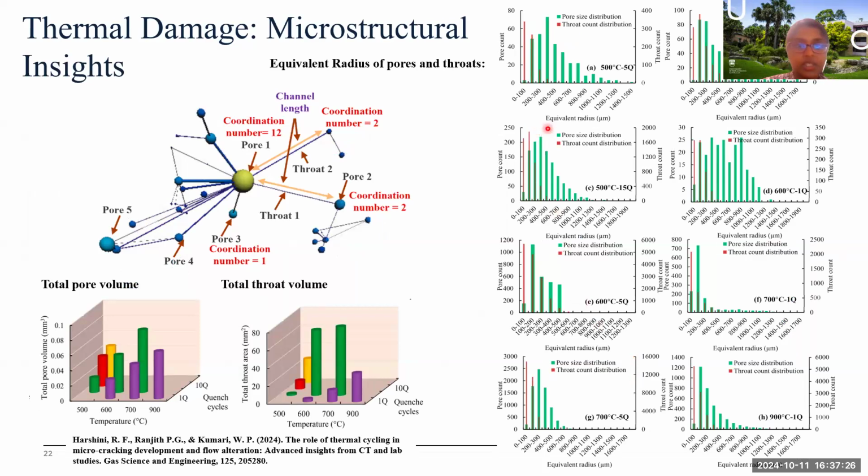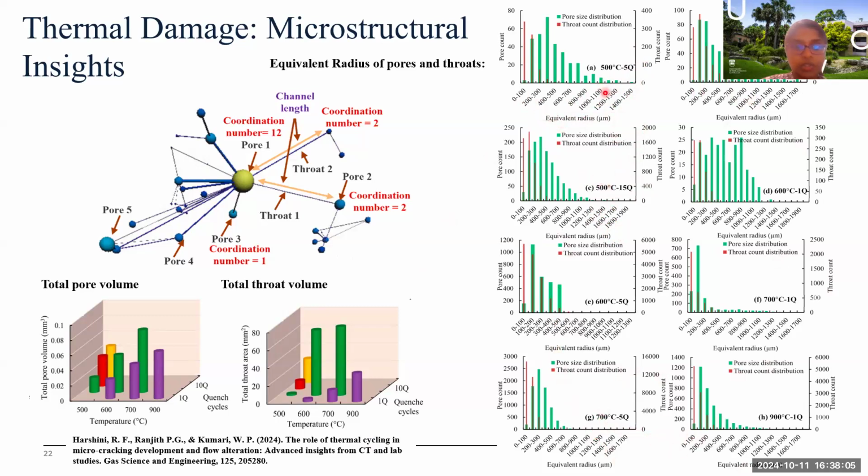So this plot shows the equivalent radius of pores and throats, providing valuable insights into size distribution within the pore network model. Based on the results, you can see here, 500 degrees, 5 quenching cycles, the pore radius is ranging up to almost 1,500 micrometers, and it has increased to almost 2,000 micrometers with 15 quenching cycles. And you can see variation with various temperatures and quenching cycles.